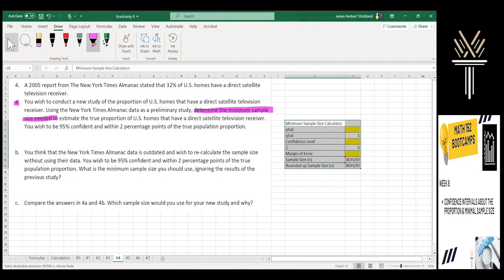Okay. So for part A, it says using the New York Times data, the New York Times said it was 32%. So that represents our p hat. So we now know to put 32% there, and I don't bother with decimals. I'm just going to write it exactly as they wrote it, just to be consistent. And now I need the confidence interval. They're telling you to be 95% confident.